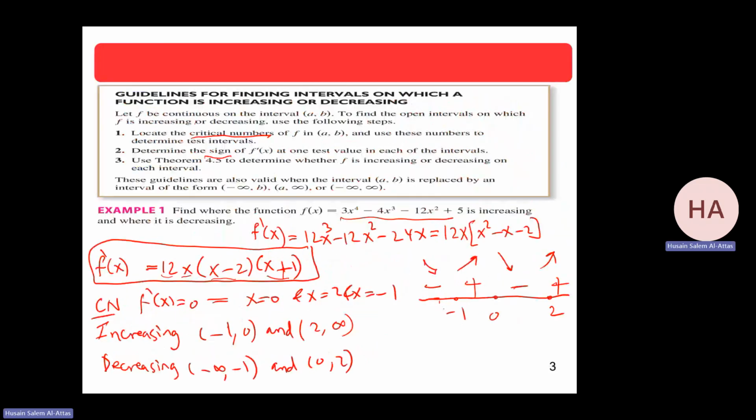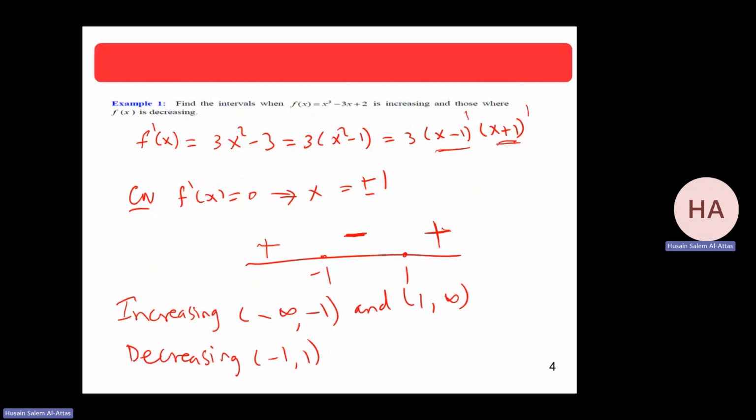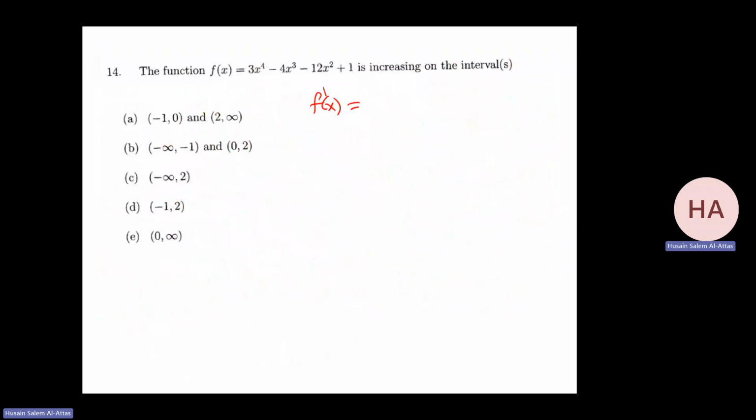Yeah, exactly the same function, but plus 1, plus 5, plus 1. It will not make a difference. Let me do it again. 12x cubed minus 12x squared minus 24x. I take 12x as a common factor. I have x squared minus x minus 2. So that will be 12x times (x minus 2)(x plus 1).